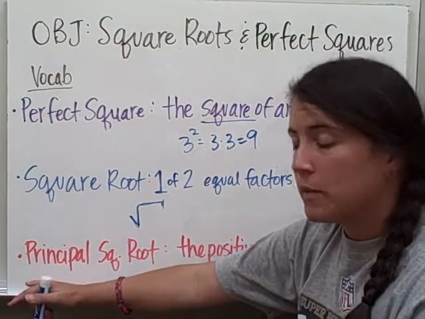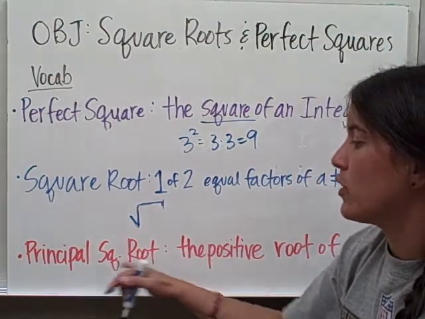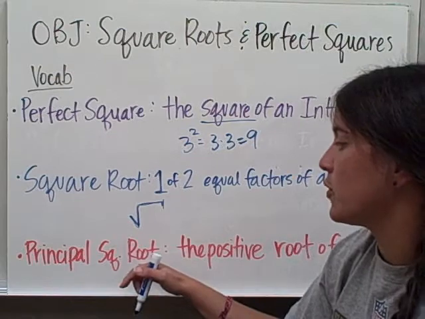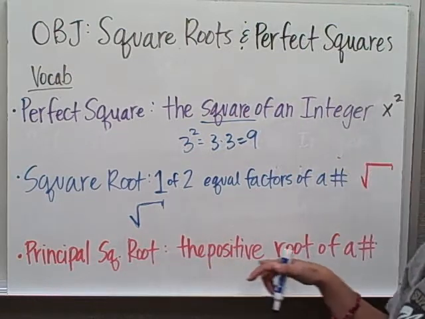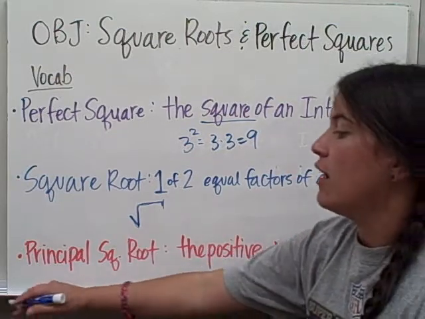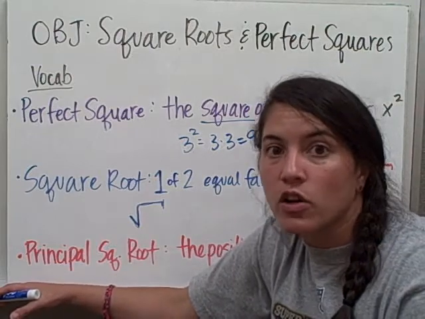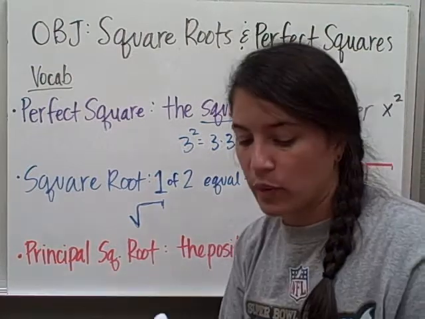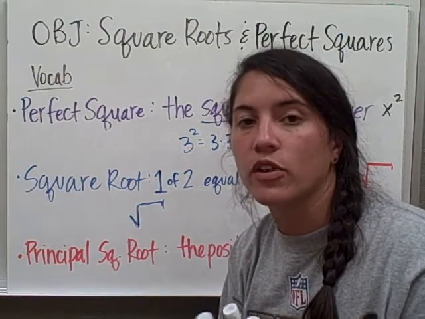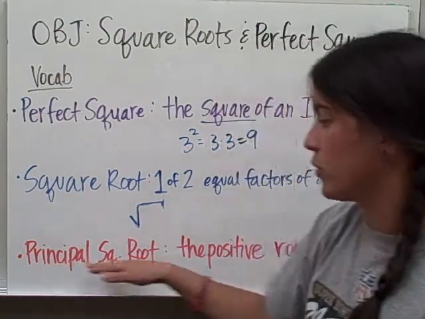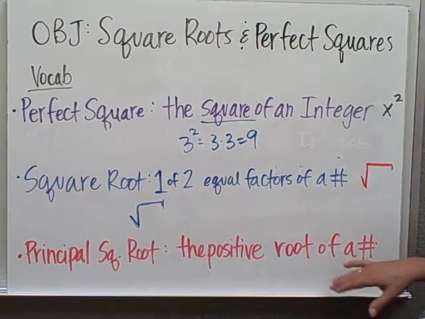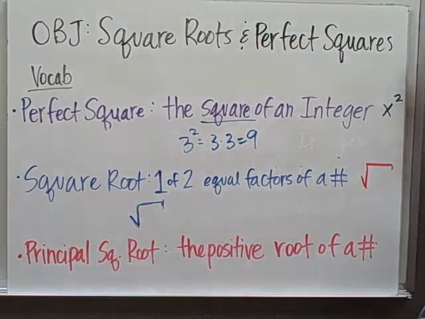And then the last vocabulary word for today is principal square root. The principal square root is the positive root of a number. There are 2 roots for square roots, and I'm going to talk about that. We are going to use what's called the principal square root, which is the positive root of a number. So here's your vocabulary.